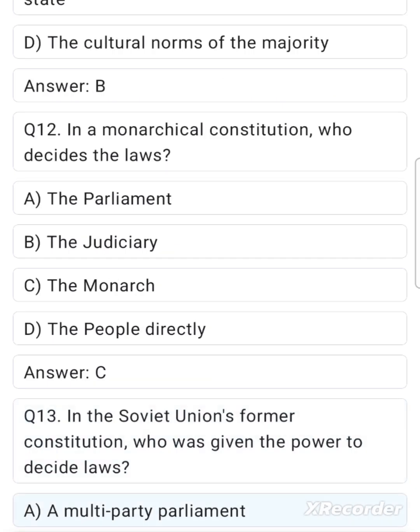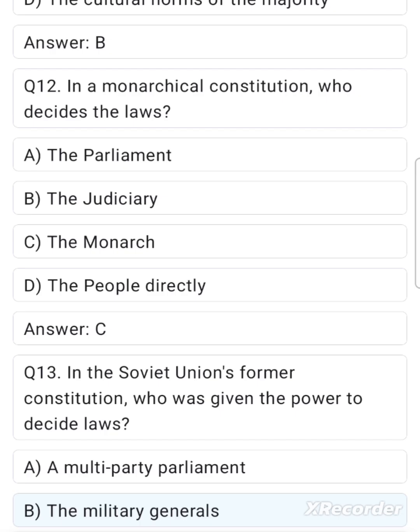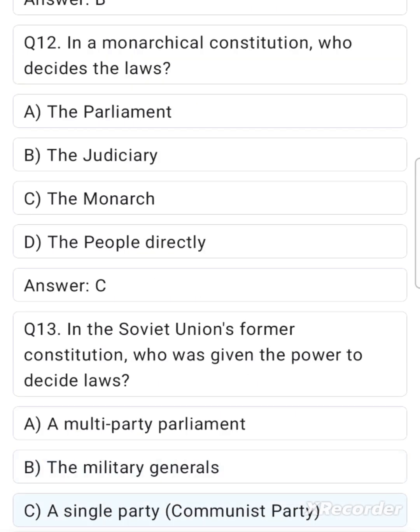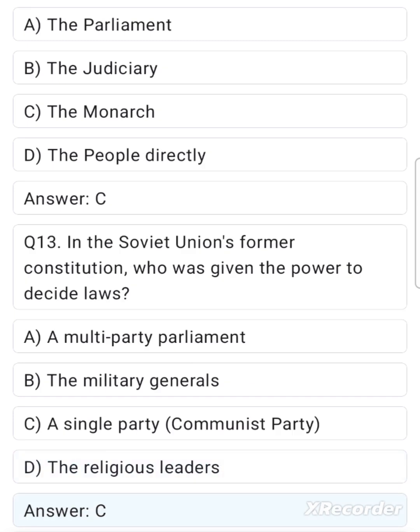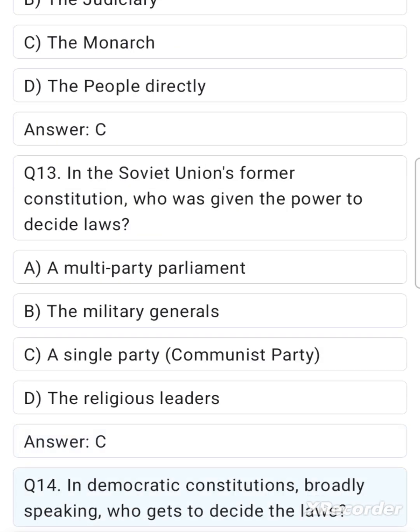Q13. In the Soviet Union's former constitution, who was given the power to decide laws? A. A multi-party parliament. B. The military generals. C. A single party, the communist party. D. The religious leaders. Answer. C.